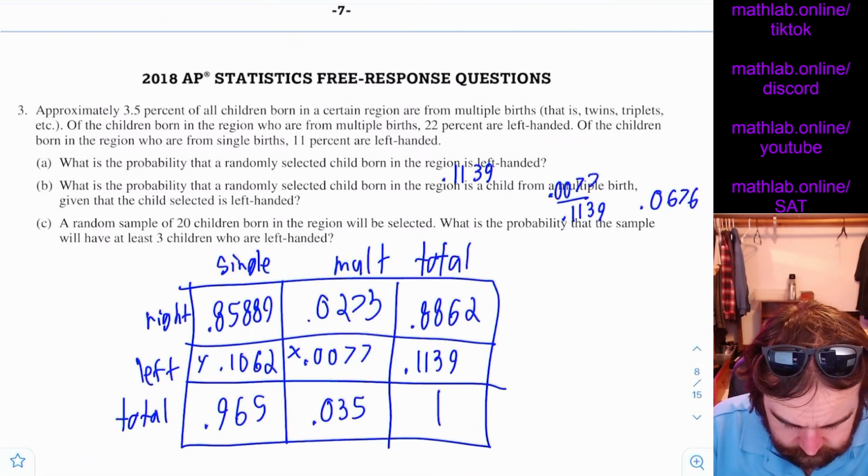from multiple births is left-handed. What is the probability that a randomly selected child born in the region from a multiple birth, given that the child is left-handed? Okay.